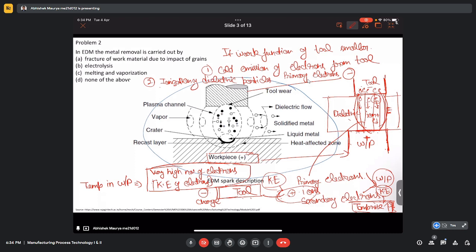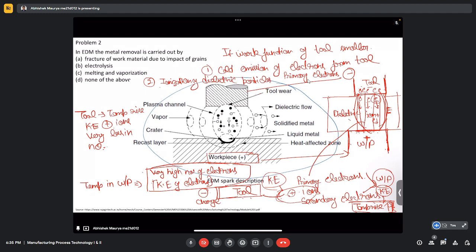Whereas in the case of the tool, the temperature rise happens because of the kinetic energy of positive ions, and these ions are very few in number. Although they have kinetic energy, since they are very few in comparison to the number of electrons, they remove a very small amount of material from the tool. That's why we have given negative charge to the tool and positive charge to the workpiece, because we want to machine the workpiece rather than the tool.